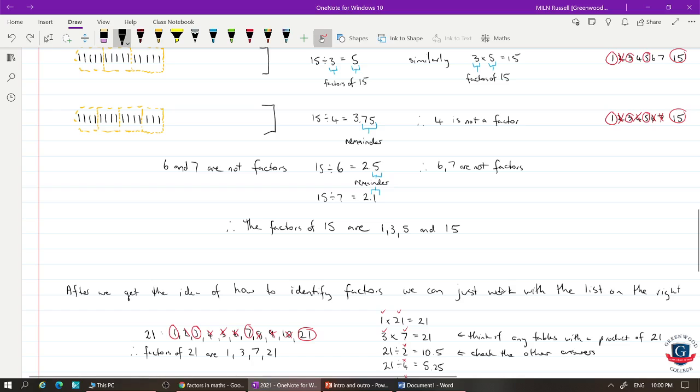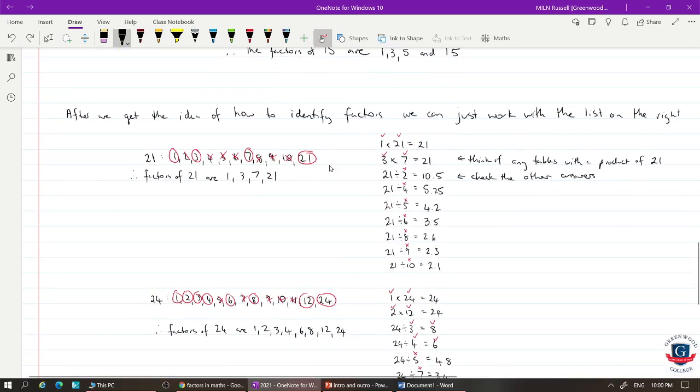After we get the idea of how to identify factors, we can just work with the list on the right, this thing, and we can ignore most of this. And in fact, we'll do this bit on our calculator, we won't even write it down. Or using our tables if we're good enough.